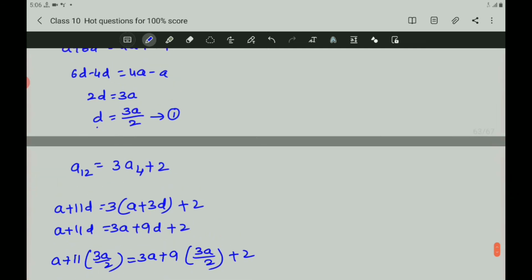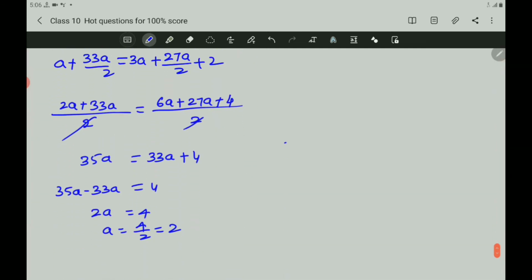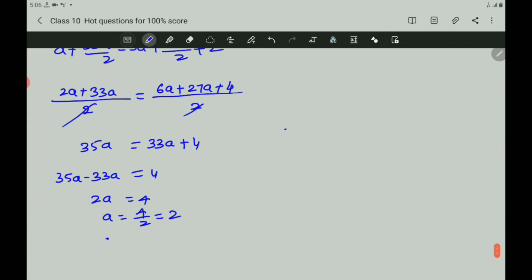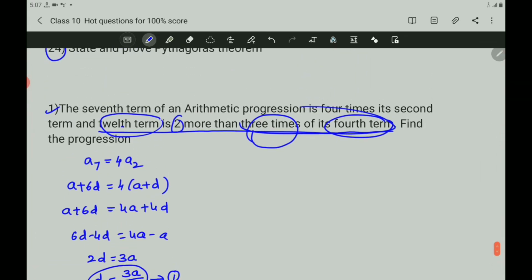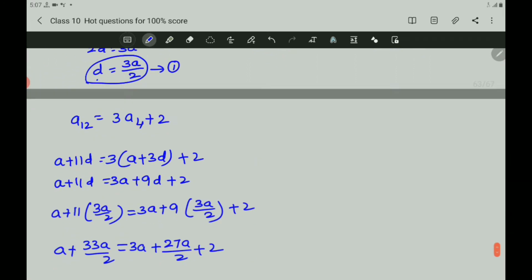Here we must find the value of D. D equals 3A by 2, so D equals 3 into A, which is 2, divided by 2. So you will get D equals 3. What do we have to find? We have to find the progression. Progression means we have to find 3 or more terms.